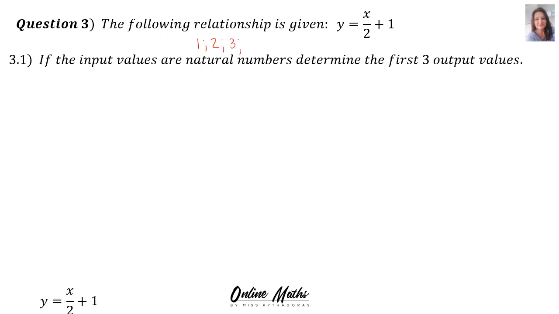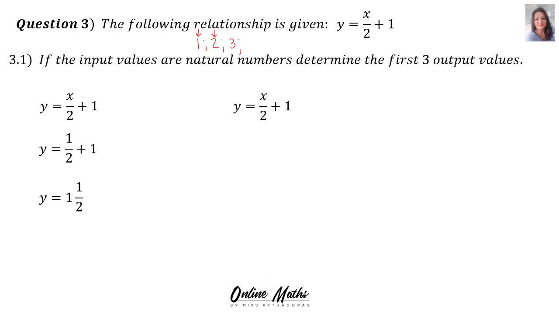Into the equation, y is equal to x divided by 2 plus 1, in x's place, we will start with the first natural number, which is 1. Therefore, in x's place, 1 divided by 2 plus 1. So in fact, we've got a half plus 1, which is 1.5. Then the next natural number is 2. Inside the equation, y is x divided by 2 plus 1. In x's place, we substitute 2. 2 divided by 2 is 1 plus 1 is 2.